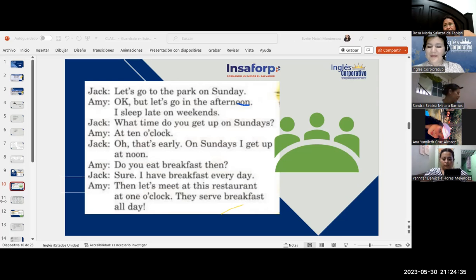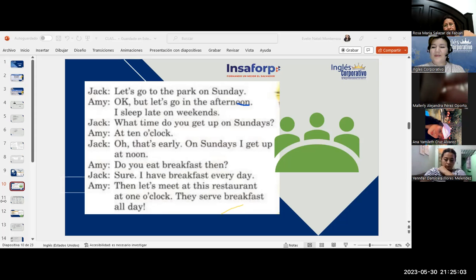Let's go to the park on Sunday. Okay, but let's go in the afternoon. I sleep late on weekends. What time do you get up on Sunday? At 10 o'clock. Oh, that's early. On Sunday I get up at noon. Do you eat breakfast then? Sure, I have breakfast every day.